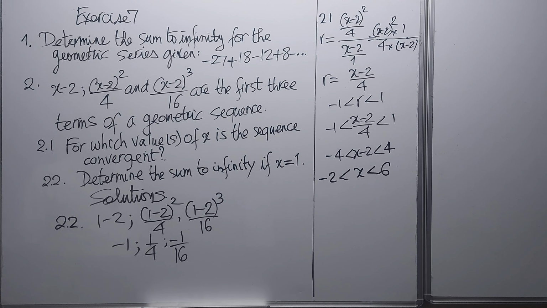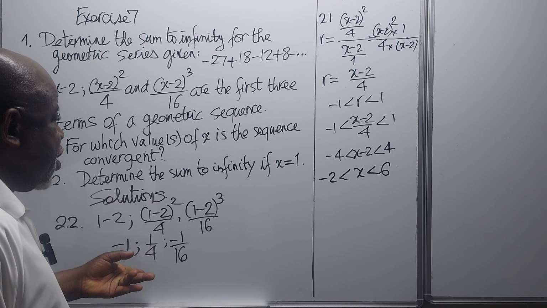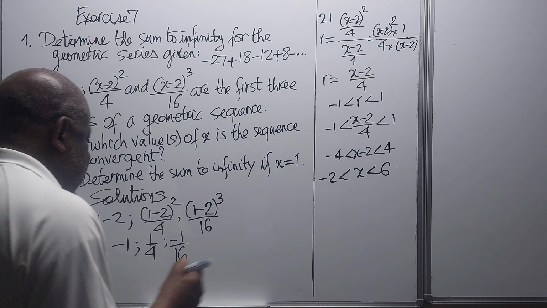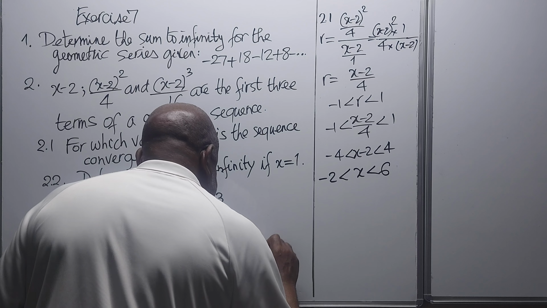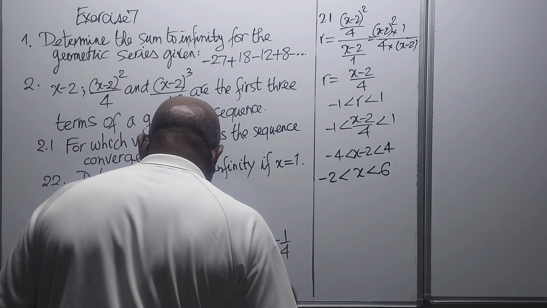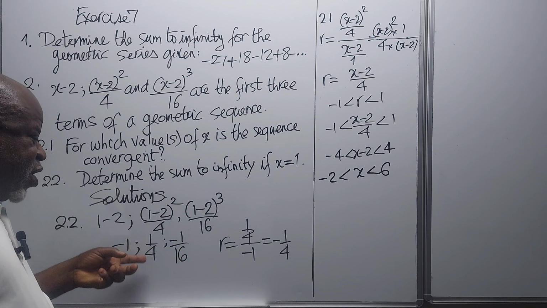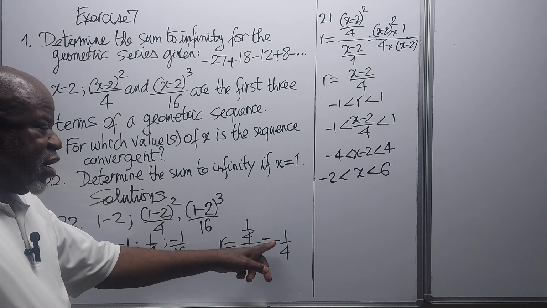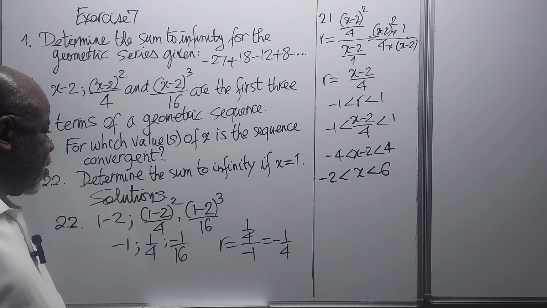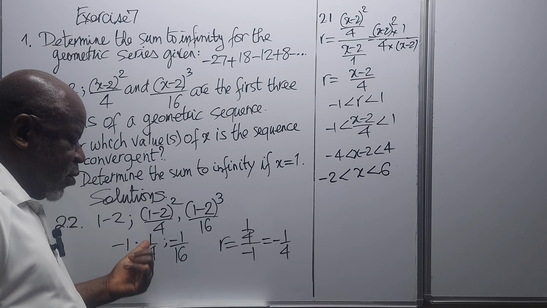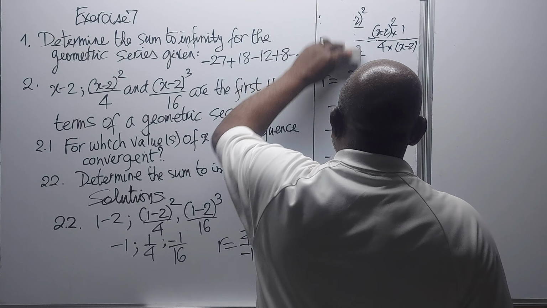Now, if we want to get the sum to infinity for x is equal to 1, we will need to get the common ratio here. Our common ratio will be 1 over 4 over negative 1 will be equal to negative 1 over 4. And if we consider negative 1 over 16 over 1 over 4, then we're getting negative 1 over 4. Then we will calculate our sum to infinity. I'm going to clean the board here so that we'll have some space.